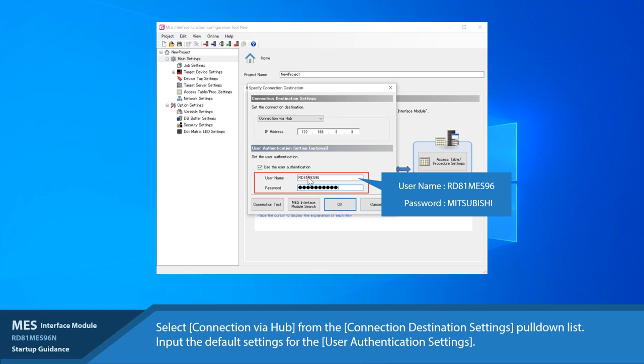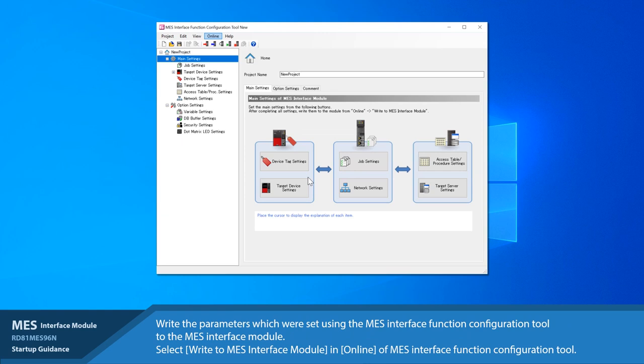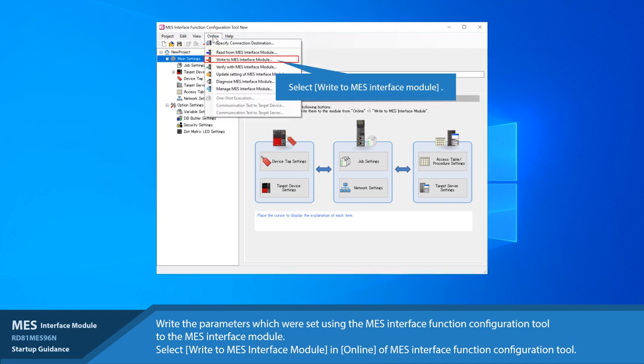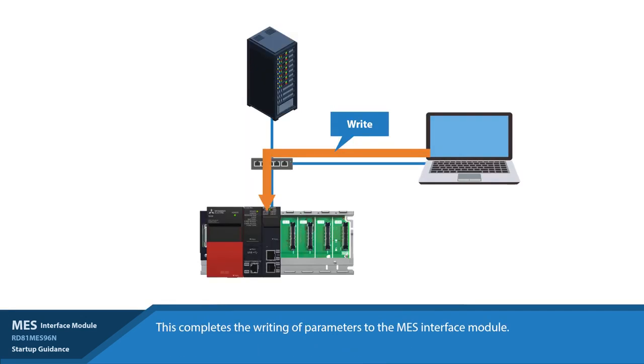Input the default settings for the user authentication settings. Write the parameters which were set using the MES Interface Function Configuration tool to the MES Interface module. To do this, select Write to MES Interface Module under the online menu of MES Interface Function Configuration tool. This completes the writing of parameters to the MES Interface module.